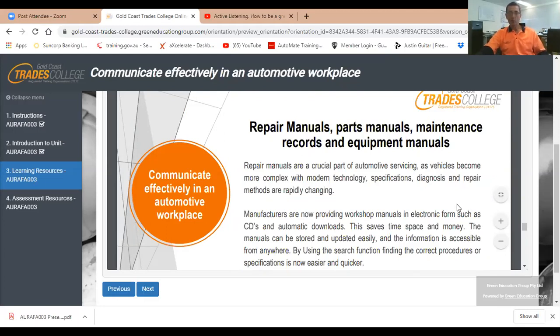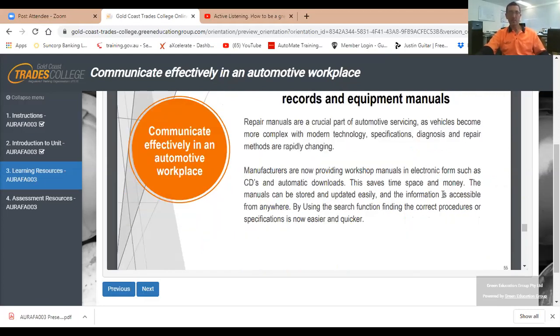Manufacturers are now providing workshop manuals in electronic form, such as CDs and automatic downloads. Saves time, space, and money. And the manuals can be stored, updated easily, and the information is accessible from anywhere, usually on websites these days. Using a search function for finding the correct procedures and specifications is now easier and quicker. Cars are becoming more complex, so those manuals are becoming thicker and larger. So automatic downloads, CDs, memory sticks and websites are commonly used these days in the automotive industry to be able to find that information.